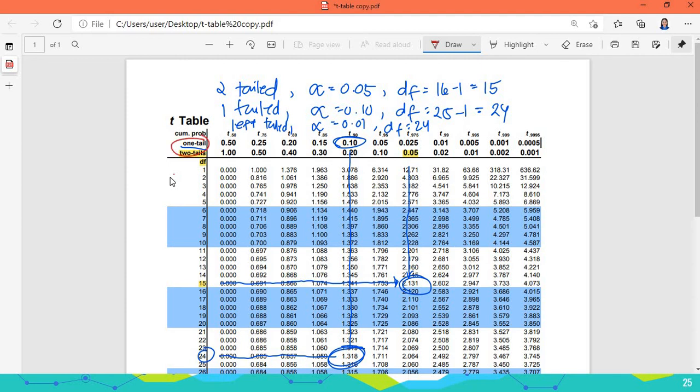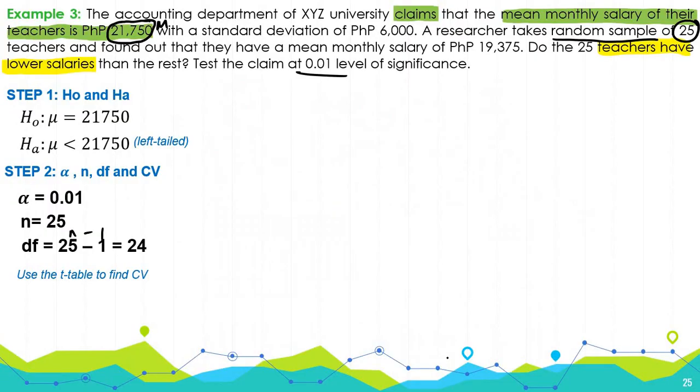We are again having a one-tailed type of hypothesis test. Alpha is 0.01, so let's locate it, it must be here. And then our DF is 24, so this will still be our basis. Then we simply need to identify the intersection, just like what we did on the two previous examples. So the critical value that we were able to find is 2.492. Here it's stated that it is negative, and it is negative because it is left-tailed, or we are talking about a less than symbol used in the alternative hypothesis.